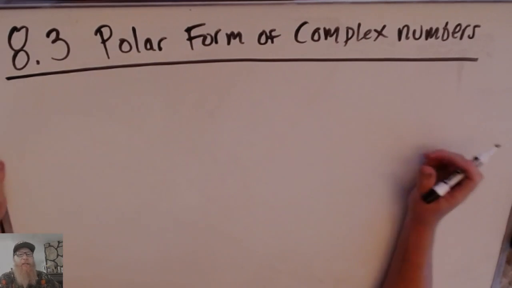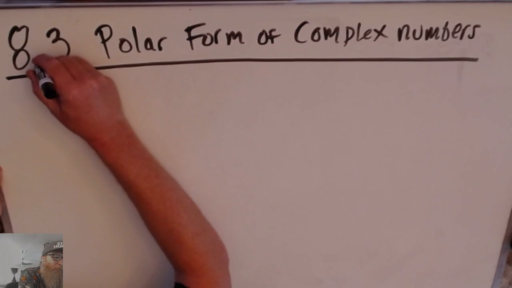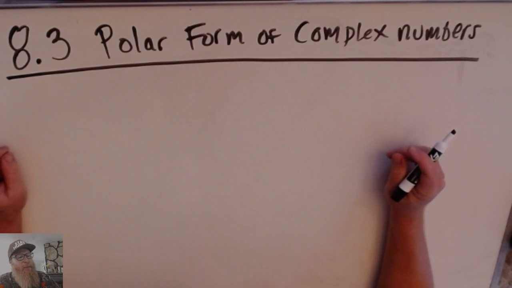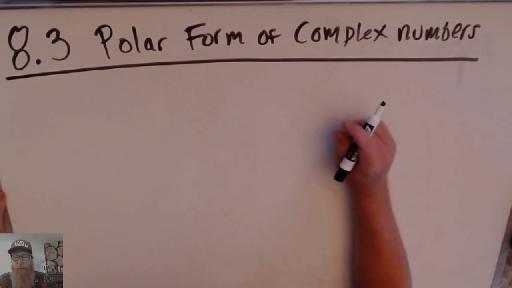My favorite subject today is the polar form of complex numbers. I mean, math is a little bit like my children. I say they're all my favorite, but this is the cream of the crop here. This is one of the most interesting sections, I think, in the entire textbook.